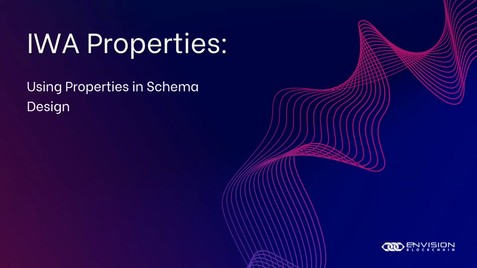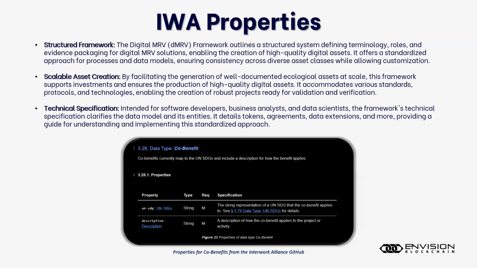So we're going to move away from the methodology itself for just a second and talk about IWA properties. This is something that we've been implementing in some of our schema designs, and we'll get to see that in the VM44 schema design as well when we look at the Excel. So the IWA properties help us with providing a structured framework. The digital MRV or DMRV framework outlines a structured system defining terminology, roles, and evidence packaging for digital MRV solutions, enabling the creation of high-quality digital assets. It offers a standardized approach to processes and data models, ensuring consistency across diverse asset classes while allowing customization.